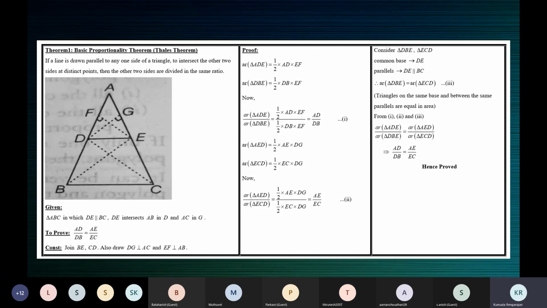That is enough. If DE is parallel to BC, then what is the result by BPT? AD by DB equal to AE by EC. That's all. In this triangle, since DE is parallel to BC, the result by BPT is AD by DB is equal to AE by EC.